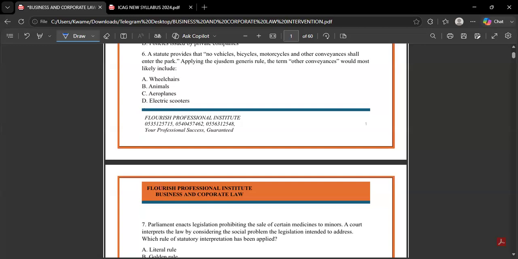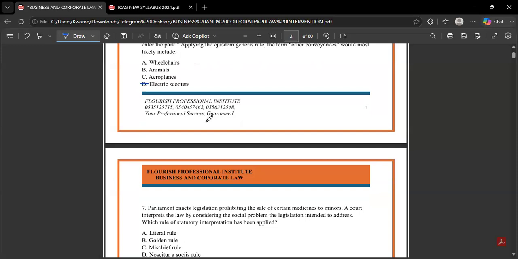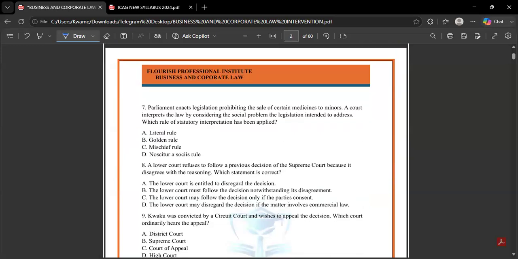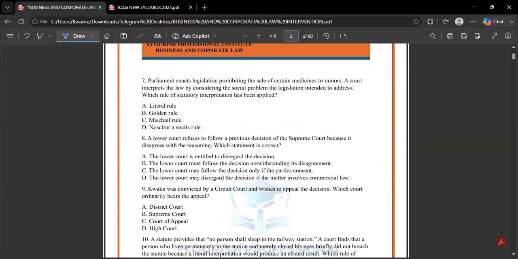Are we all clear on the ejusdem generis rule? Yes, please. So our answer is D. All right, let's proceed.